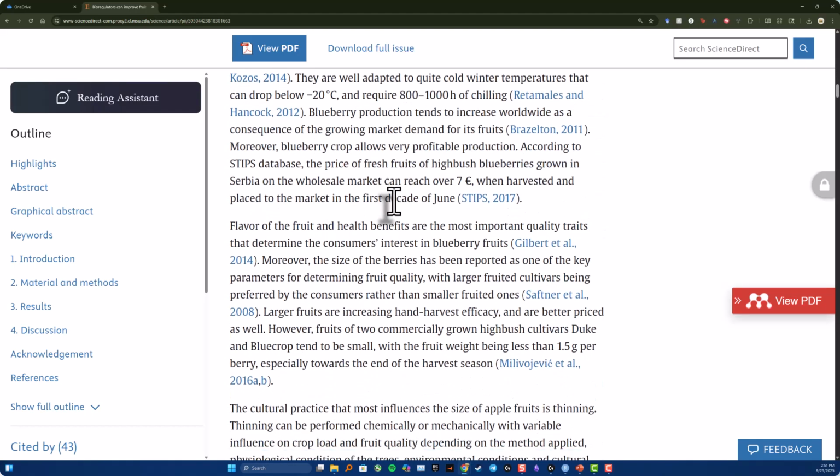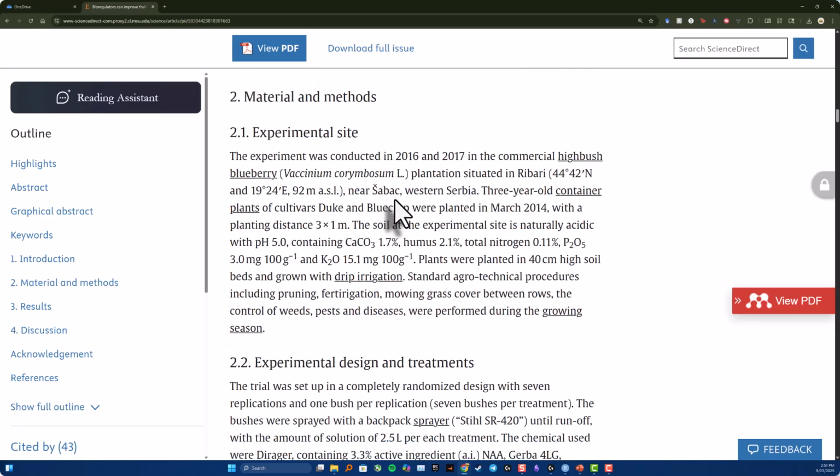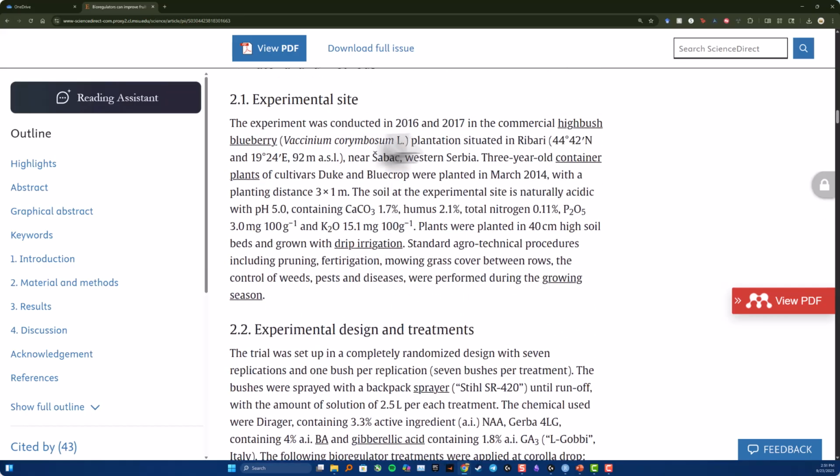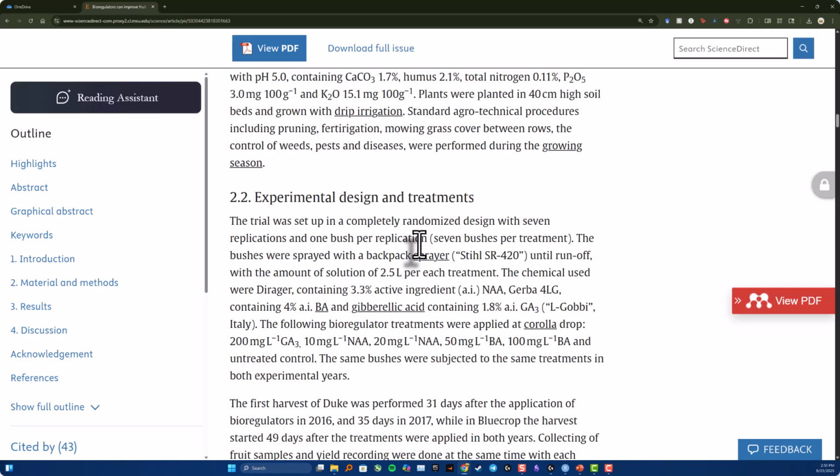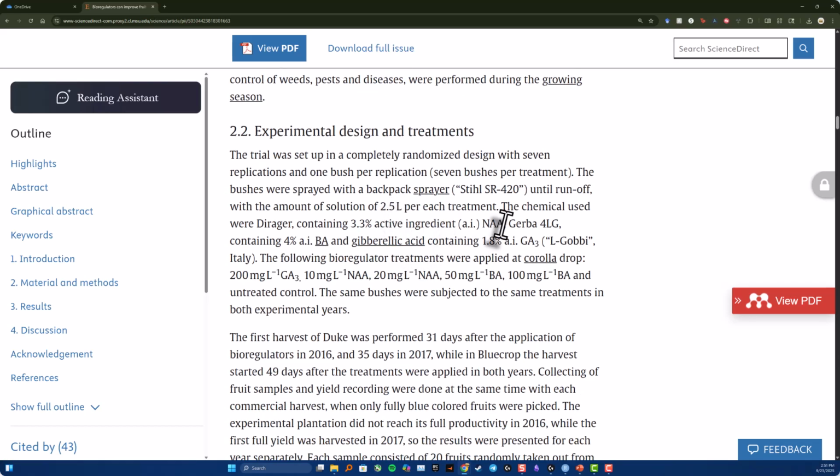So from here, I'm going to look through for a few things. The first thing is basic plant material information. So how old were the plants? Okay, I see they were grown in containers. I can note that the cultivars were both Duke and Blue Crop, and the other stuff is just pretty standard. From here, I can figure out what they applied. So look for the part that says BA. So they applied BA at corolla drop, which is when the flowers are starting to senesce, and they applied it simply at 150 ppm.